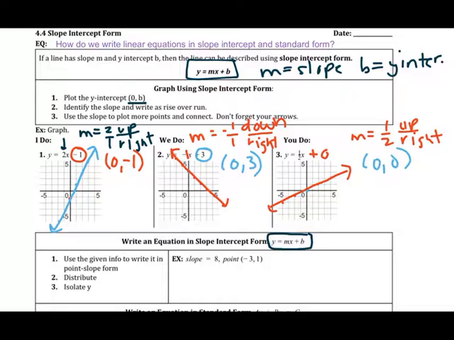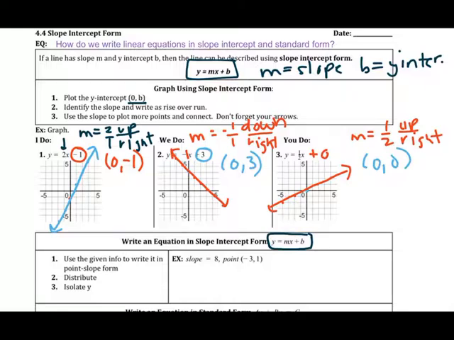If you are not given the y-intercept, then you need to actually start by doing what we did in 4.3, which is writing the equation in point-slope form. So step 1 says write the equation using the given info in point-slope form. Then you're going to distribute, which is what we did not do in 4.3, and then you're going to isolate y.